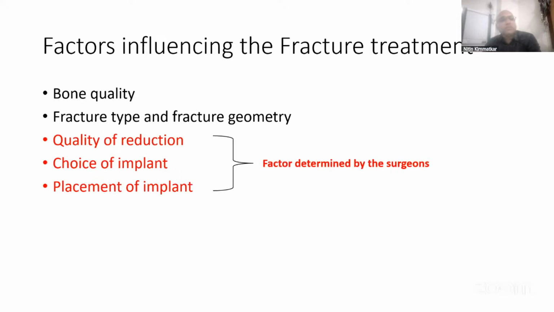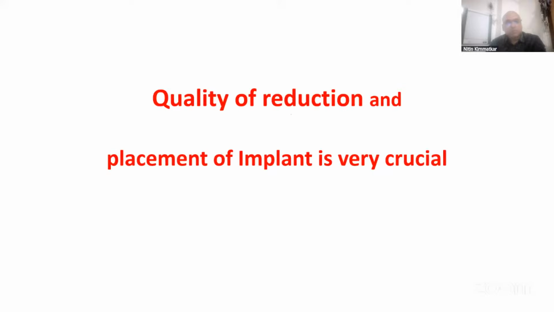Out of which the first two are not in our control. We get them from the patient: bone quality, age of the patient, osteoporosis, and the patient suffering from different diseases like hypertension, diabetes. This is not in our control. So whatever bone quality we get, whatever fracture type and fracture geometry we get, we have to negotiate with that fracture. What we have in our hand is quality of reduction, choice of implant and placement of implant. Whenever we are in control of these things, we should be very particular about it.